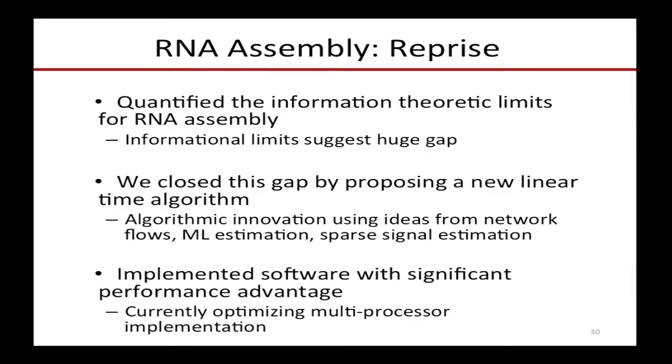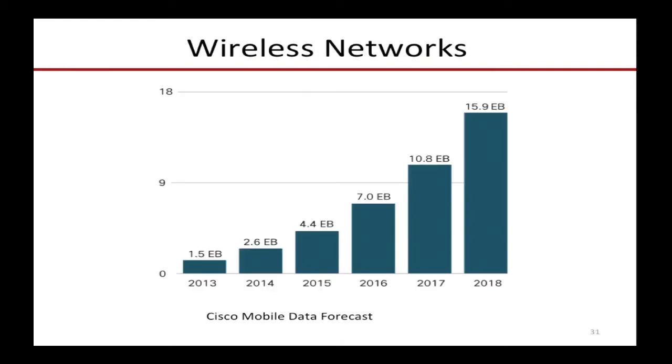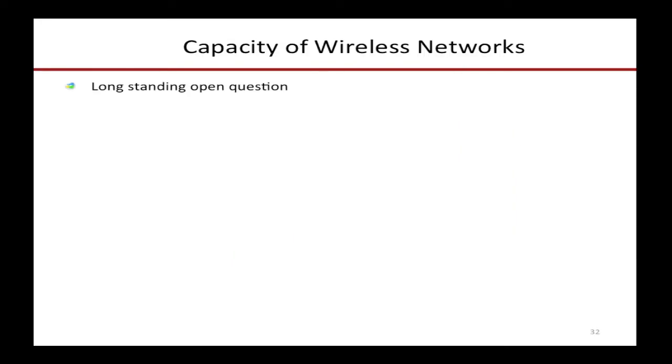OK, so I've also done some work on wireless networks. The connection between this problem and the networks problem comes from this underlying use of network flows and information flows in networks, which I studied in my PhD thesis. In the wireless network, just like I showed the sequencing figure, the motivation for studying the wireless problem is that mobile data is going up tremendously. And at this scale, interference becomes a key bottleneck.